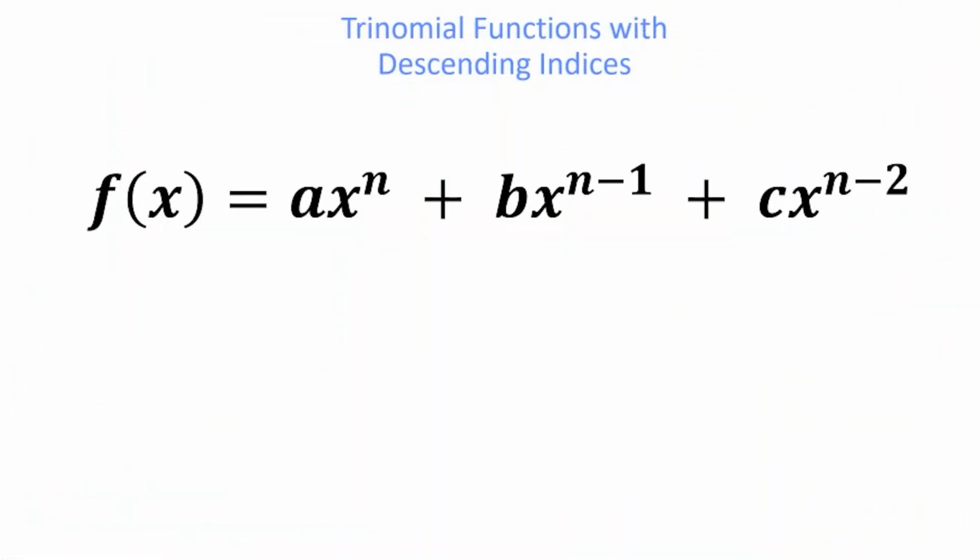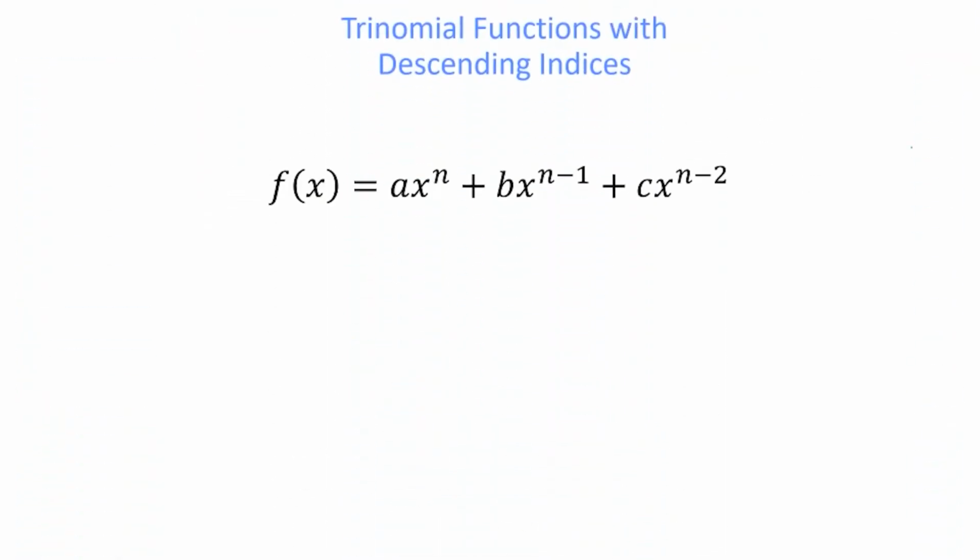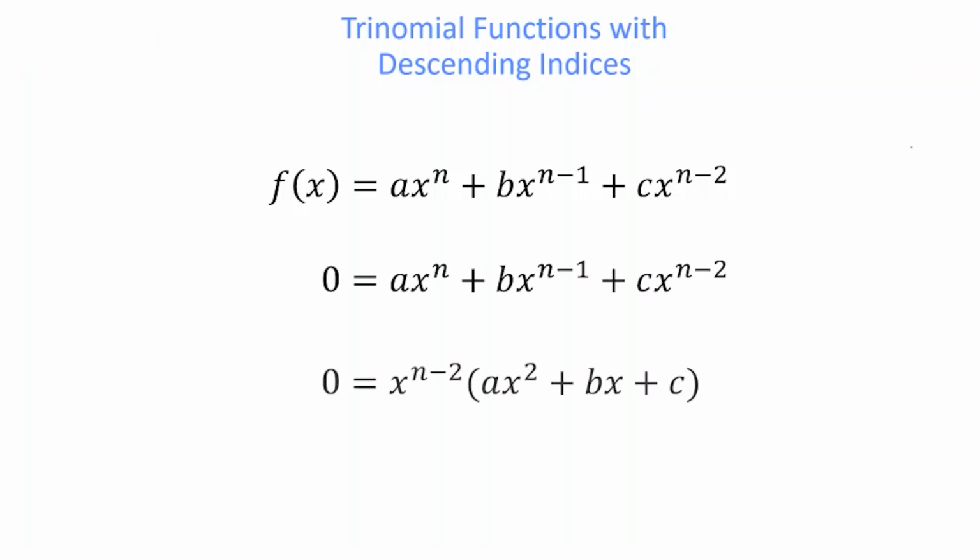Trinomial functions with descending indices. So in this case, as each index of x is larger than the one that follows it, we let f of x equal to 0, and then we factorize out x to the n minus 2, which is going to be the index in our c term. We should be then left with a quadratic, which we can then factorize.